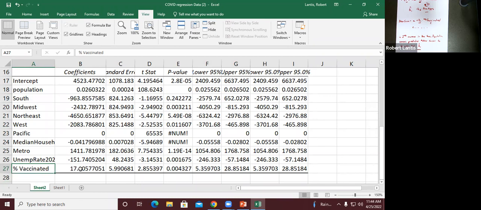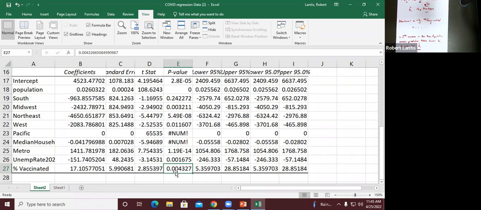So the interpretation of this coefficient is holding everything else constant. So two counties with the same population, same region of the country, right? They're both either in the South, Midwest, whatever. They both have the same household income, median income. They both are either in a metro area or they're not. They both have the same unemployment rate, but one of them has a 1 unit increase in this X variable, or is 1% more of their population vaccinated, the number of new additional cases is actually 17 people.